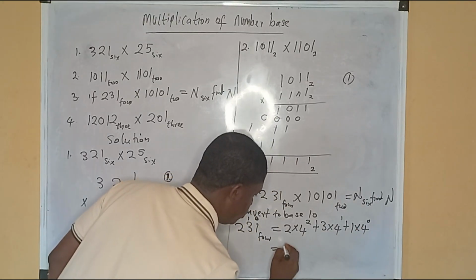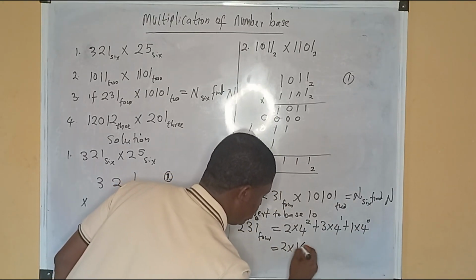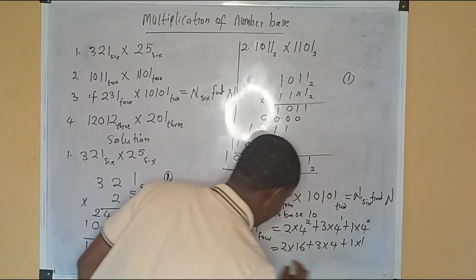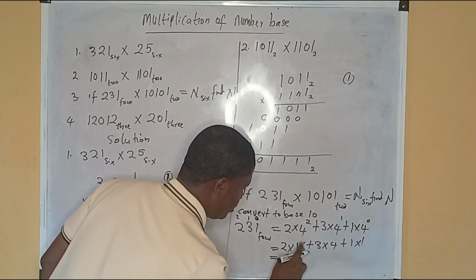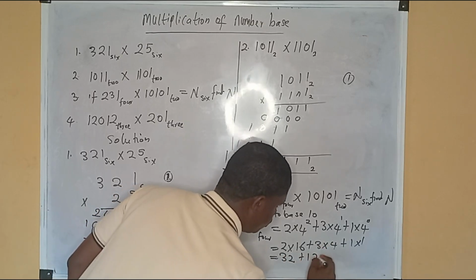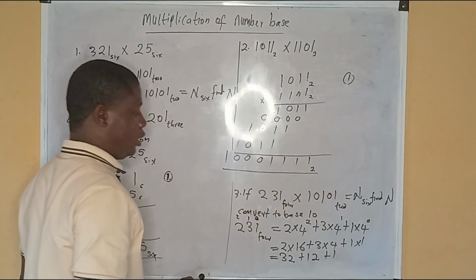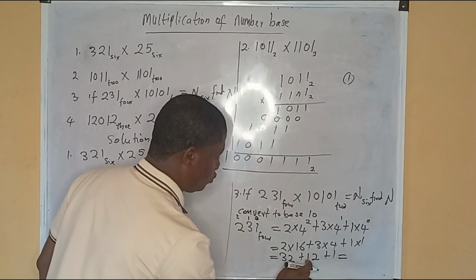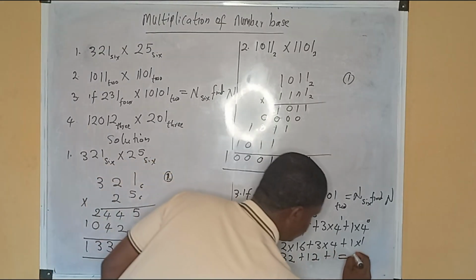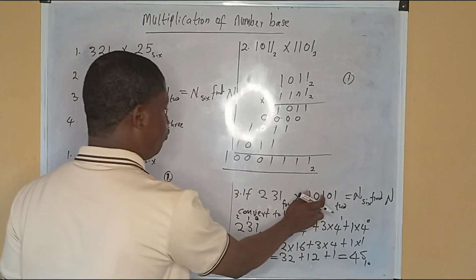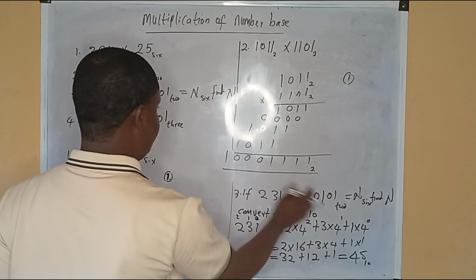So this will give us 2 times 16, plus 3 times 4, plus 1 times 1. That will give us 32 plus 12 plus 1. So 32 plus 12 gives 44, plus 1 gives 45 in base 10. Okay, so we have to find out what this is also in base 10.